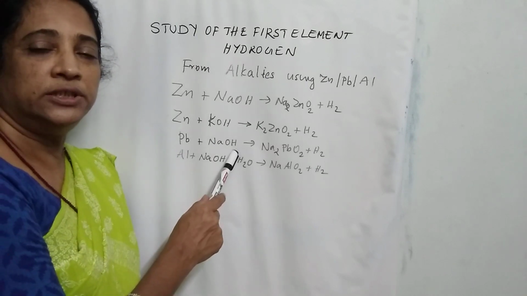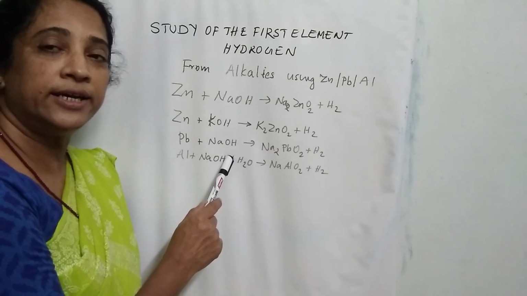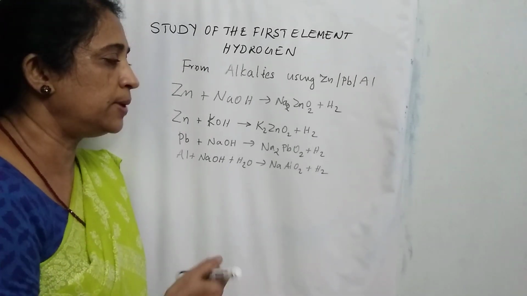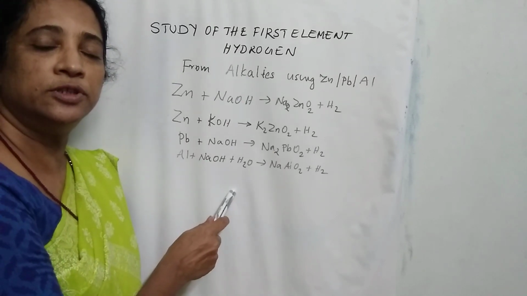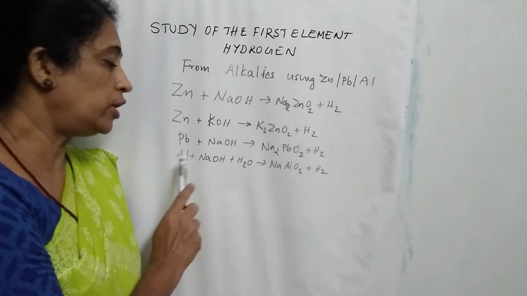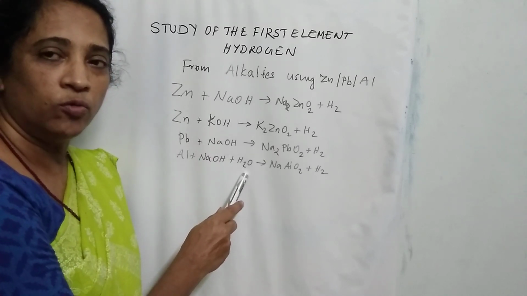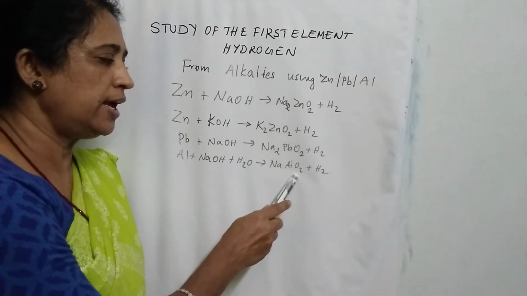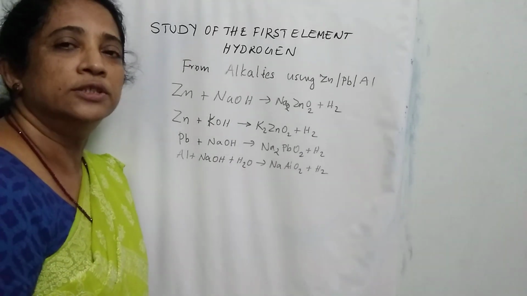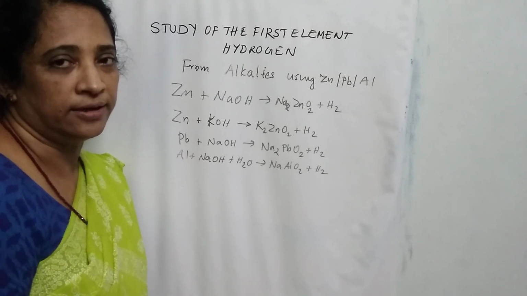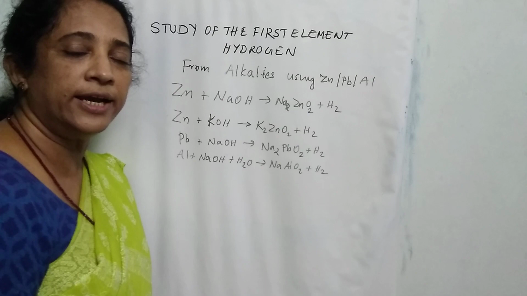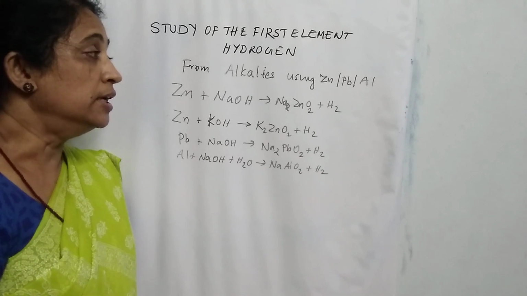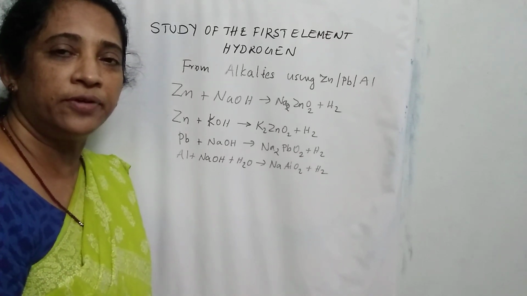Pb plus NaOH: lead reacts with NaOH, concentrated alkali, to form Na2PbO2 plus H2, sodium plumbate plus hydrogen. Aluminium reacts with concentrated sodium hydroxide, or aluminium plus NaOH plus water. So write water in this equation. And it gives NaAlO2 plus H2. What is NaAlO2? Sodium aluminate plus hydrogen. So what is the unique property of zinc, lead and aluminium? They are amphoteric in nature. These elements are amphoteric and these elements are used in the production of hydrogen from alkalis.